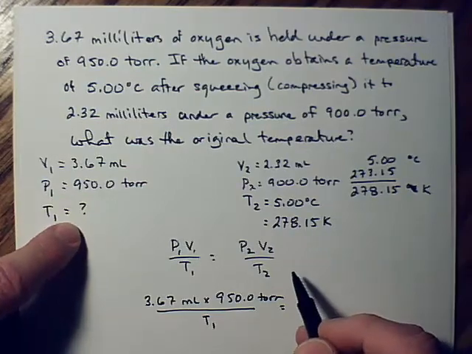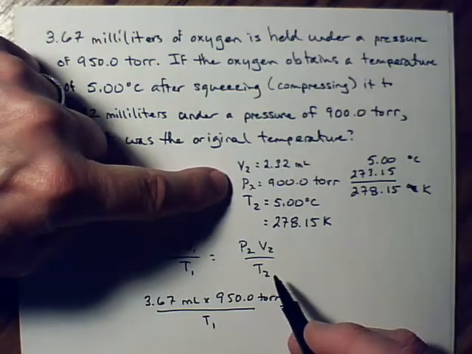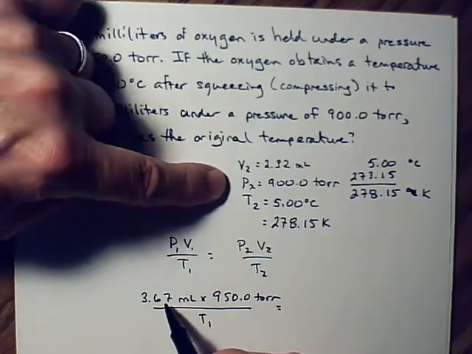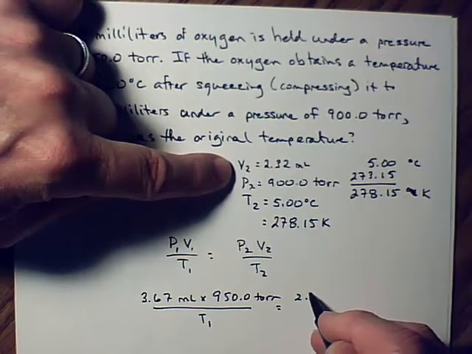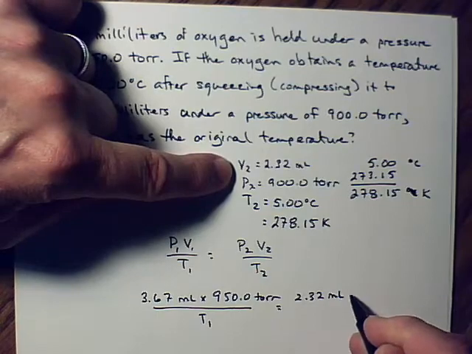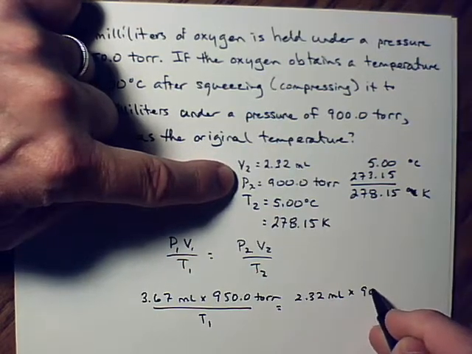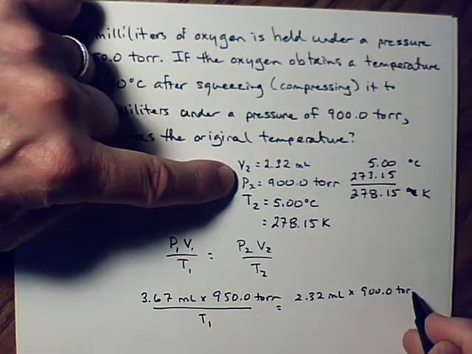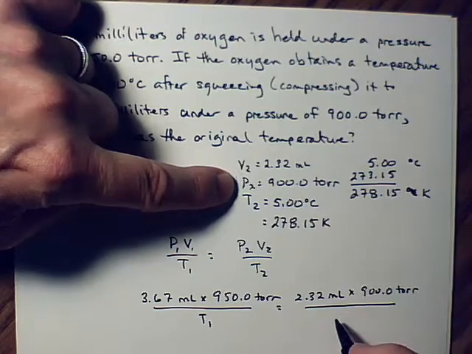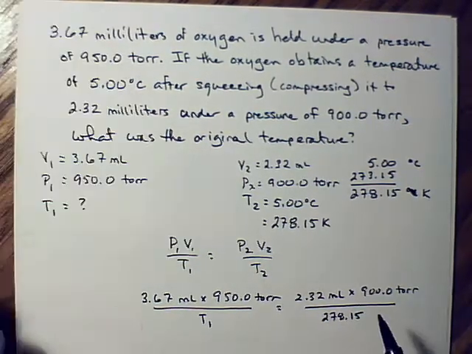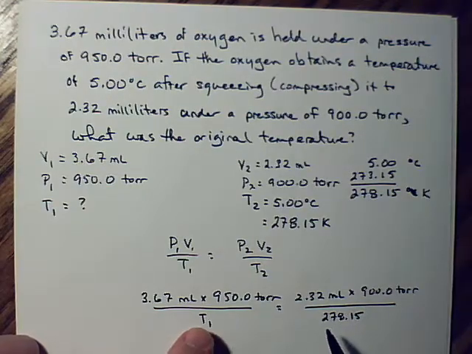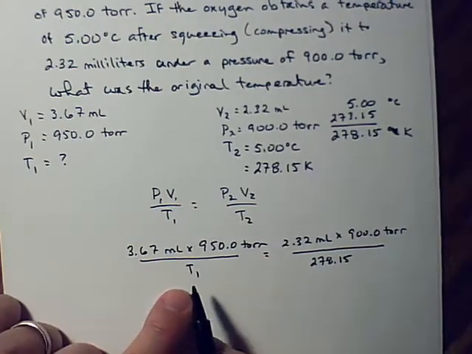And over here on this side we're going to have, since I flipped around the volume and pressure, I'm going to flip them around here. 2.32 milliliters, 900.0 torr, and that's over 278.15. Alright, I can't solve for a unit like this T1 while it's sitting on the bottom.